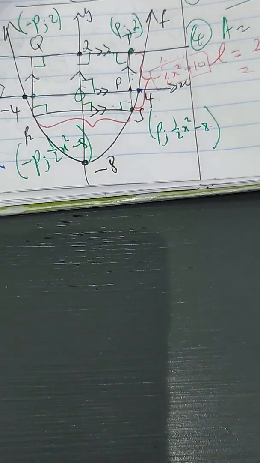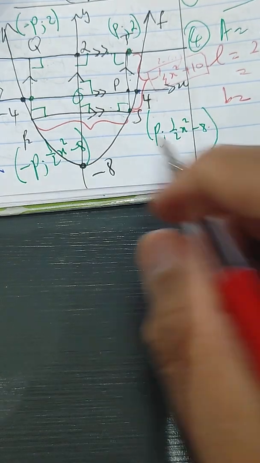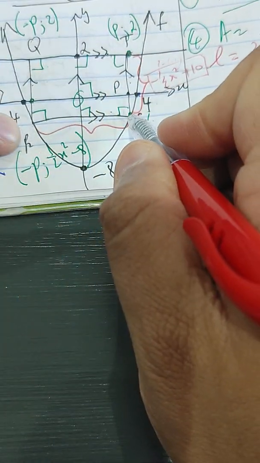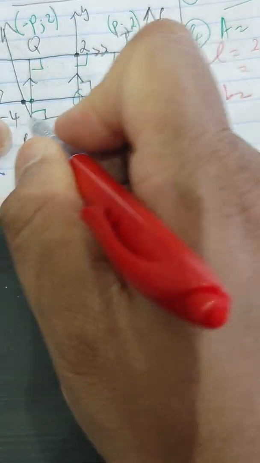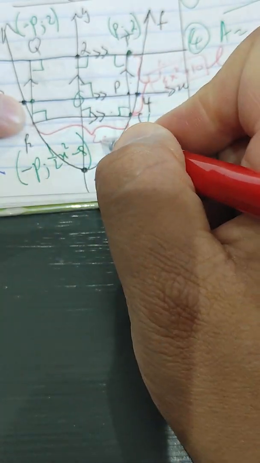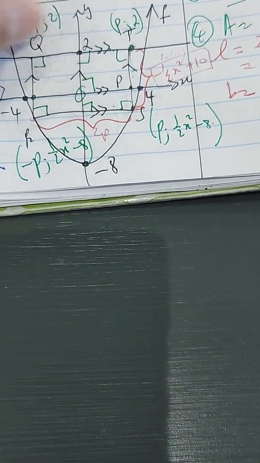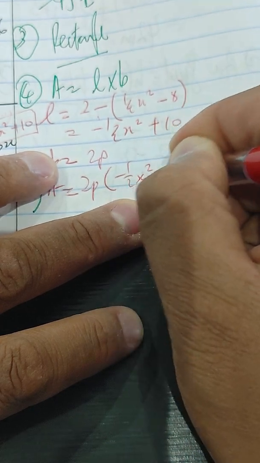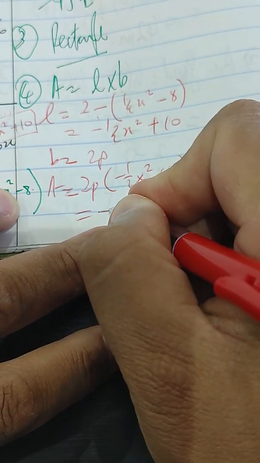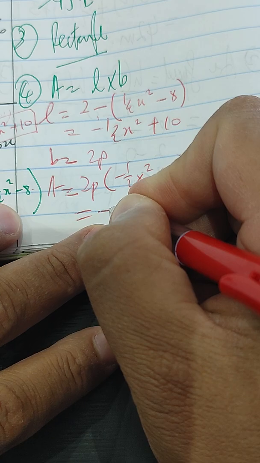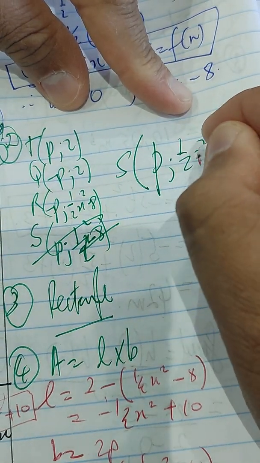Okay, now let's look at the breadth. The breadth of course is going to be, if this is P and this is negative P here, in total simply 2P. Okay, makes sense? So the area of course is going to be length times breadth, so it's 2P into negative half x squared plus 10, which is going to give you negative, so it's supposed to be P here. Sorry man, it's supposed to have been P.